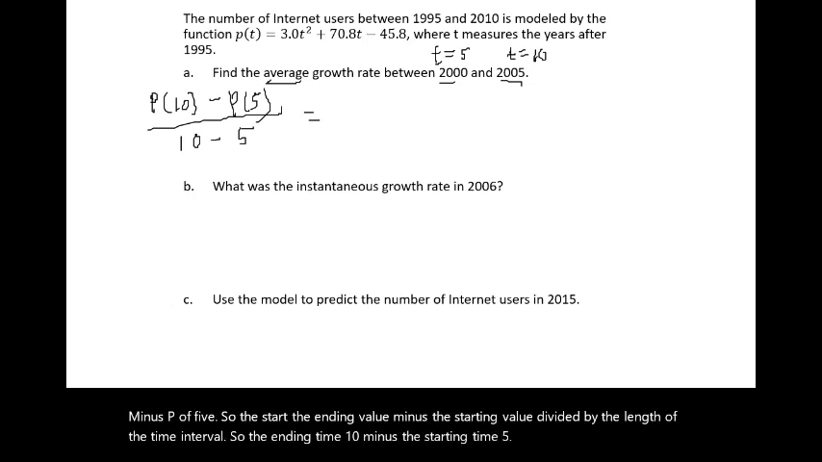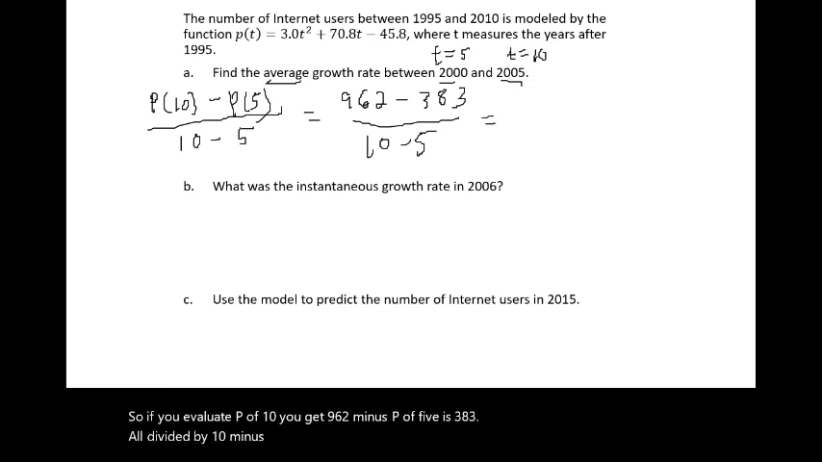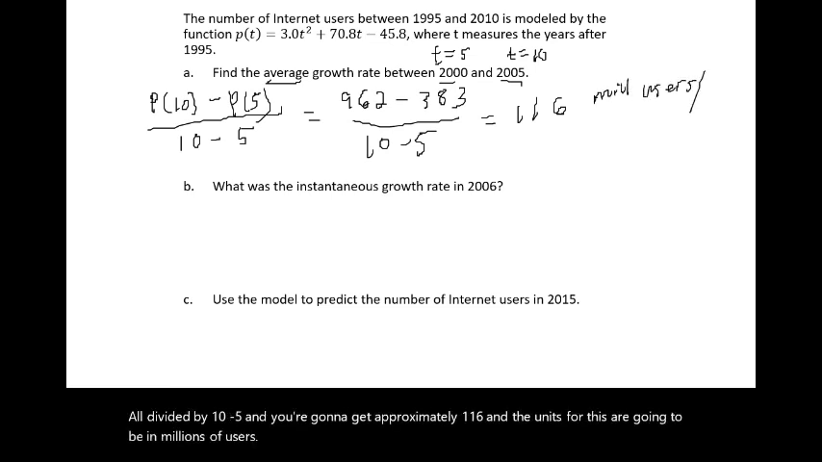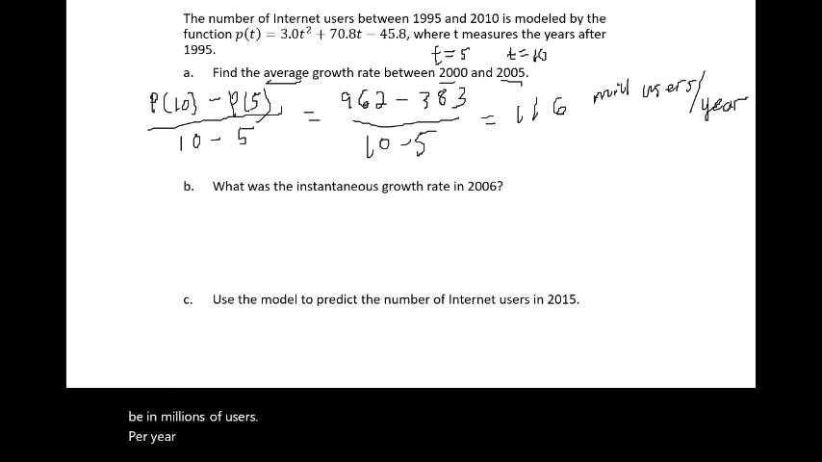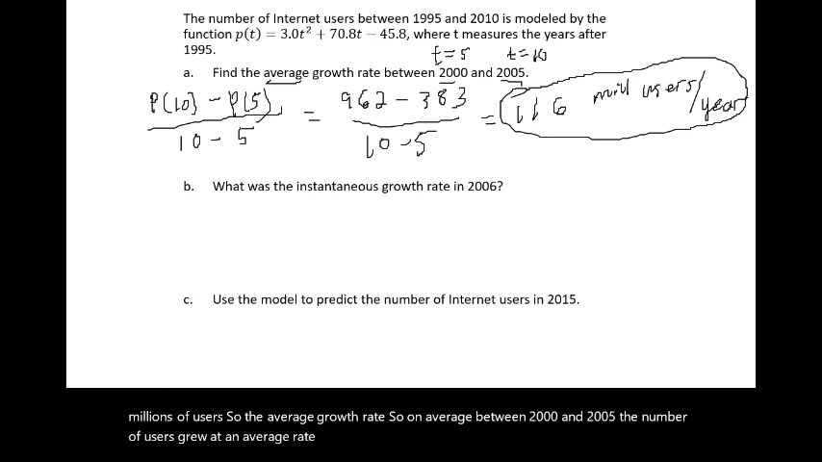So if you evaluate p of 10, you get 962. Minus p of 5 is 383, all divided by 10 minus 5, and you're going to get approximately 116. And the units for this are going to be in millions of users per year. Sorry I didn't indicate that p of t was measured in millions of users. So on average between 2000 and 2005, the number of users grew at an average rate of 116 million users per year.